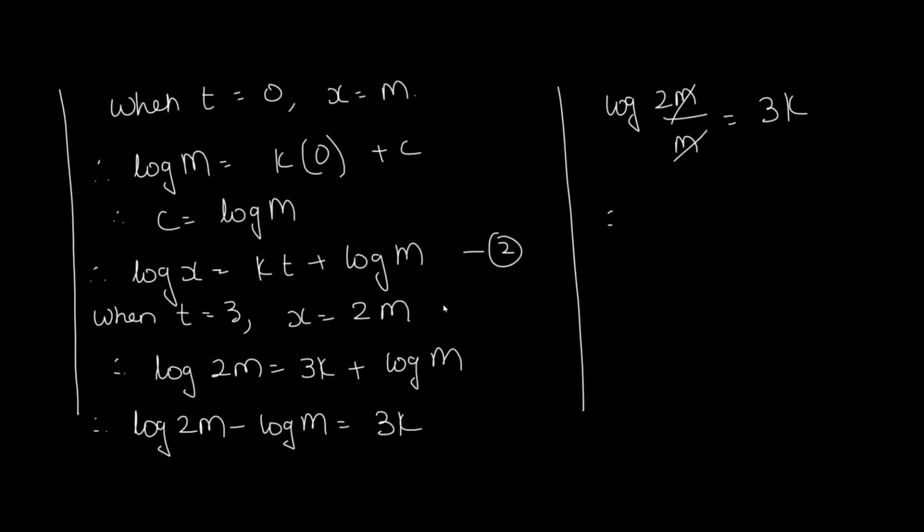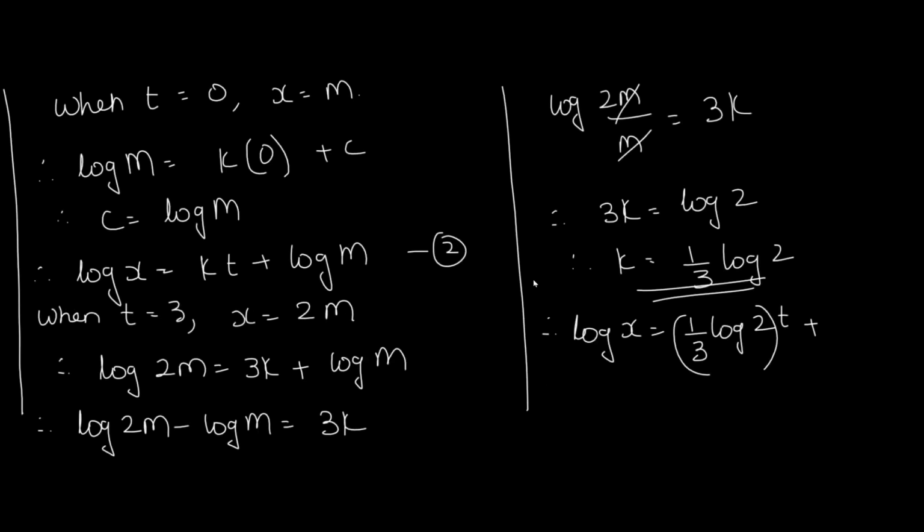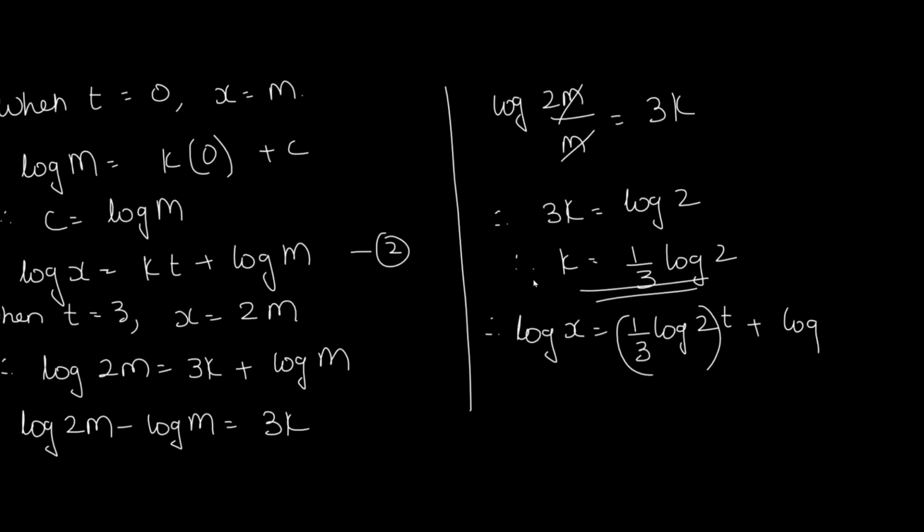Now m gets cancelled, and therefore 3k is equal to log 2, and therefore k is equal to 1 upon 3 log 2. We put this k is equal to 1 upon 3 log 2 in equation 2. And therefore the equation becomes log x is equal to 1 upon 3 log 2 into t plus log m. Log m is c, so log m. So this becomes our equation 3.